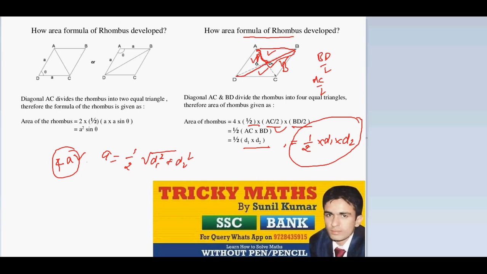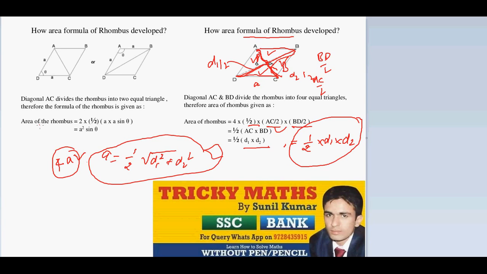See this triangle, a right angle triangle. This side is d1 by 2, this is d2 by 2. Apply Pythagoras theorem, and this is a, we will get this result. But as we have already seen, the diagonal is also the angle bisector.